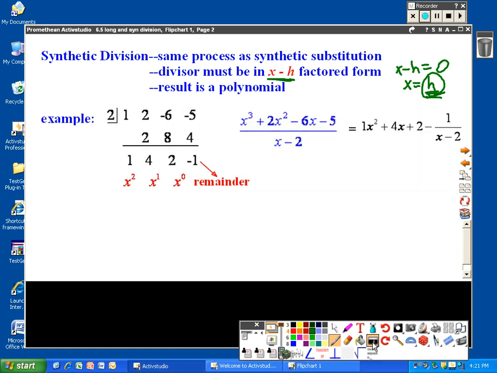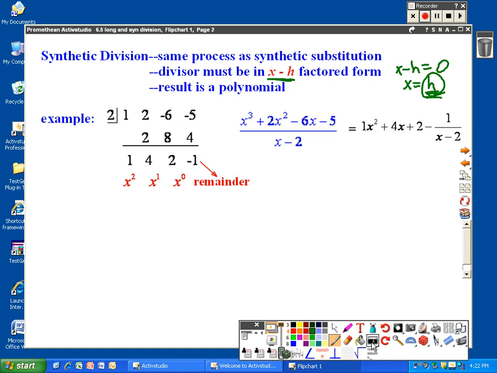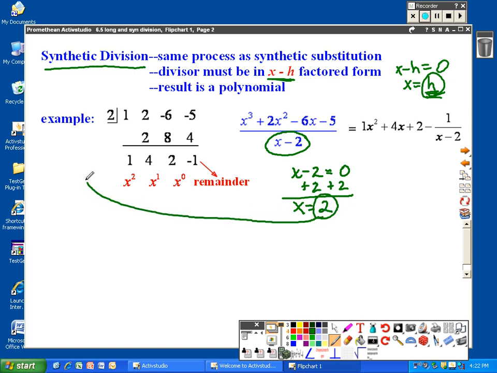Here's an example. If I look at x cubed plus 2x squared minus 6x minus 5, all divided by x minus 2. This is a binomial because there are only 2 terms. I can then use synthetic division. So, by synthetic division, this is in the x minus h form. So, x minus 2 equals 0. So, I add 2. And my root is 2. 2 is what goes in the divisor box.